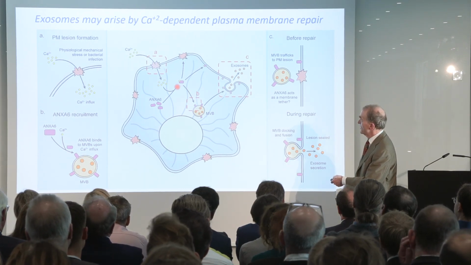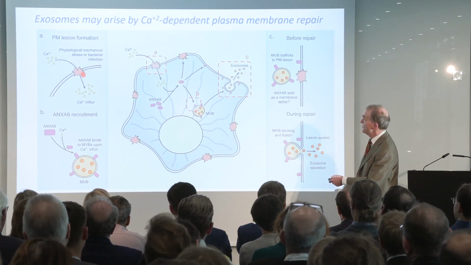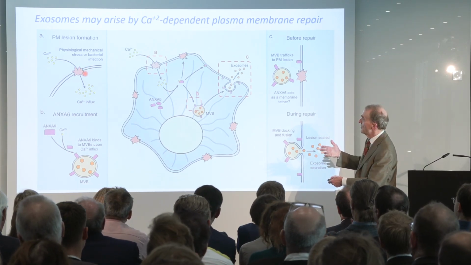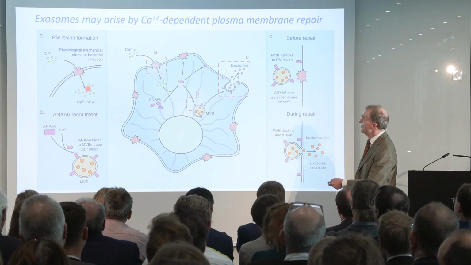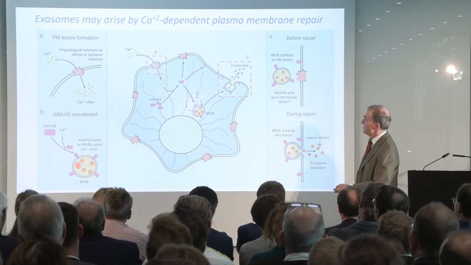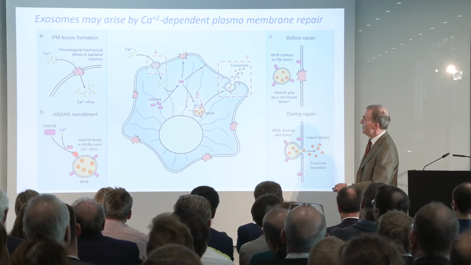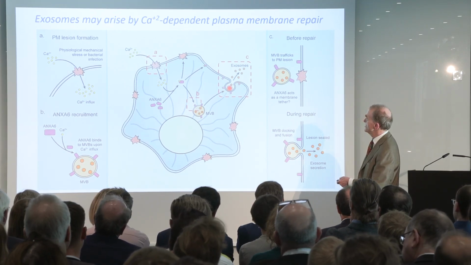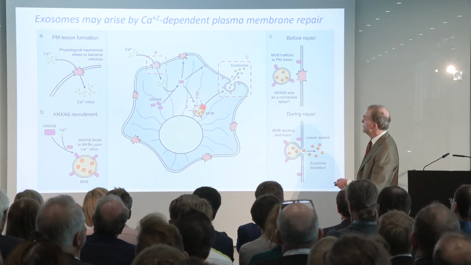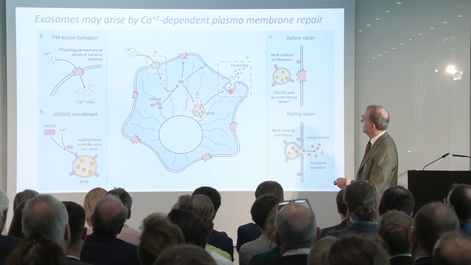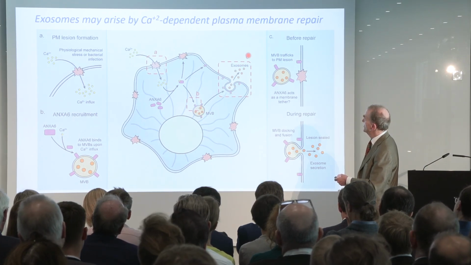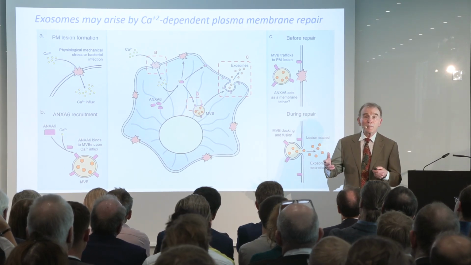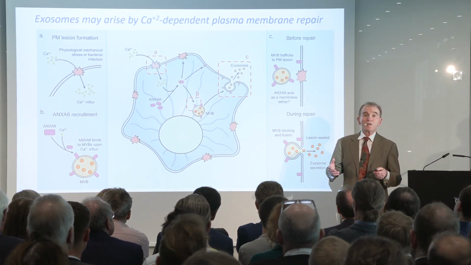So we have a simple model where damage to the plasma membrane by any of a number of different physical, chemical, or toxins, calcium rushes into the cytoplasm that mobilizes calcium-binding proteins to the multivesicular body, which are then delivered to the point of damage by membrane fusion of the endosomal membrane with the consequent release of exosomes in a burst.